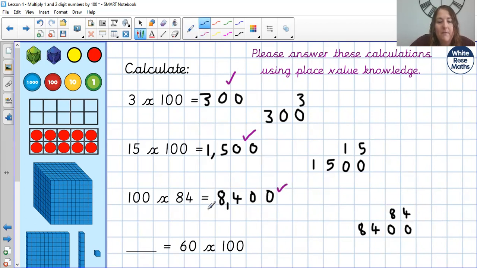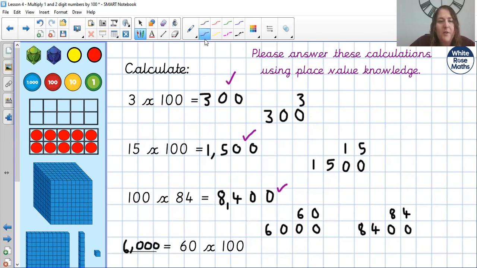Okay, finally then we've got the number 60. We're going to pop it here. And we need to multiply by 100, so that's 2 spaces to the left. So my 6 is going to go into my thousands column. My 0 is going to go into my hundreds column, and then we add those 2 space saver zeros to give us the answer 6,000.